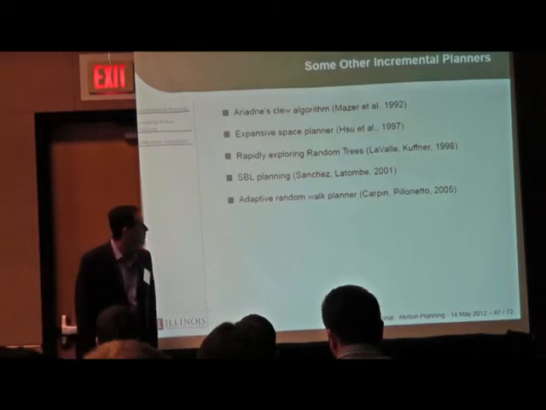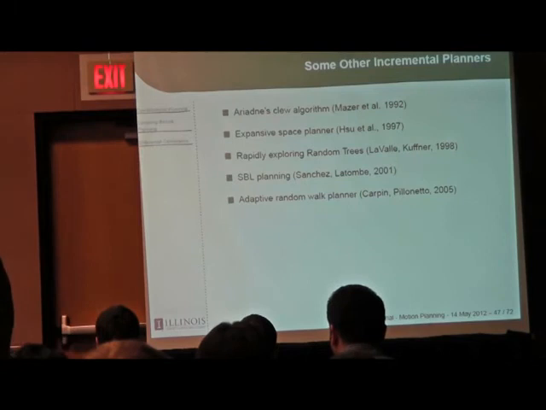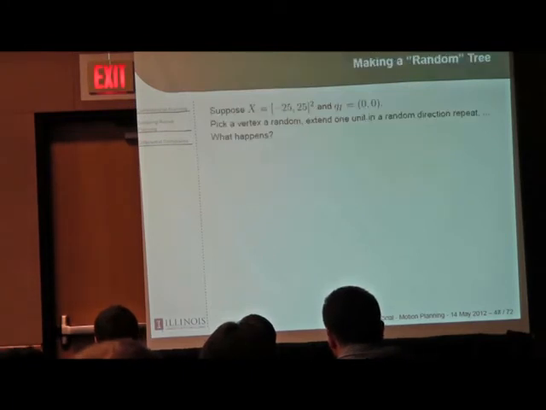I think Carpin and Pillonetto's adaptive random walk planner is interesting because it's so incredibly simple. It just generates one long random walk, but tunes the step sizes during execution, and does remarkably well, which I think is really, really interesting. Right? So sometimes simplicity really goes a long way.